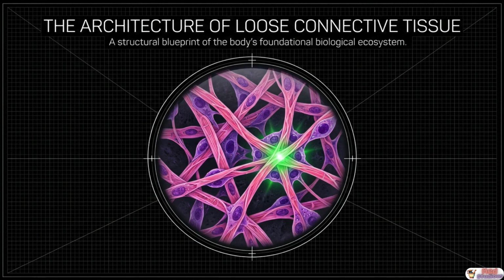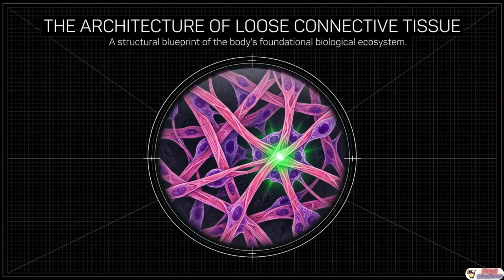Welcome back to Studious. Today, we are peering through the microscope to uncover the architecture of loose connective tissue, a structural blueprint that serves as the body's foundational biological ecosystem. To understand human anatomy, you have to understand what holds it all together.